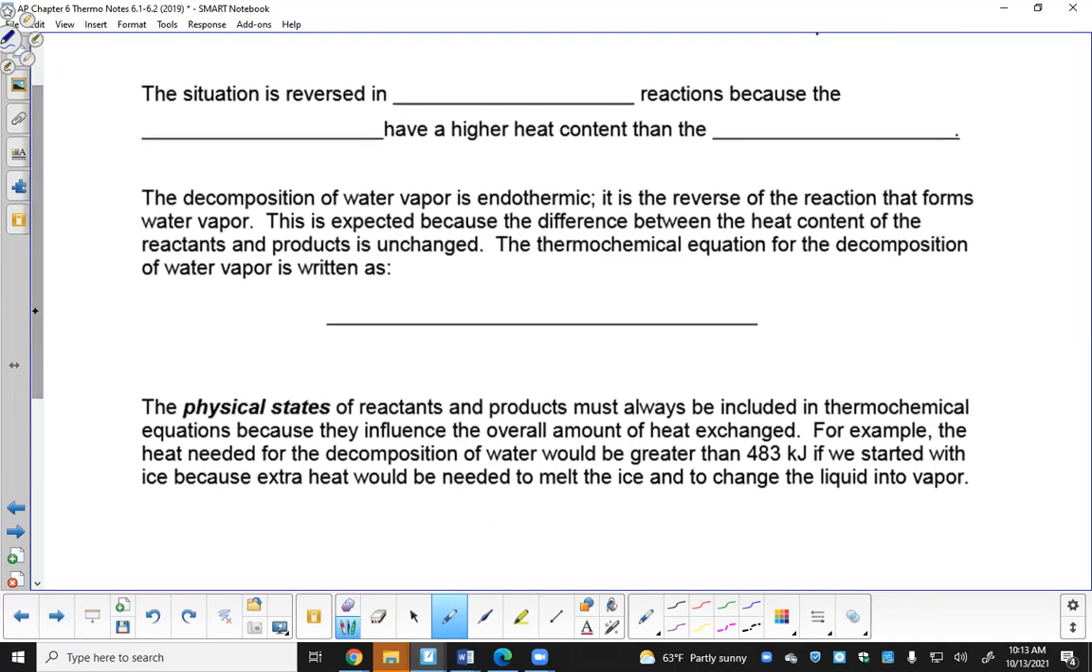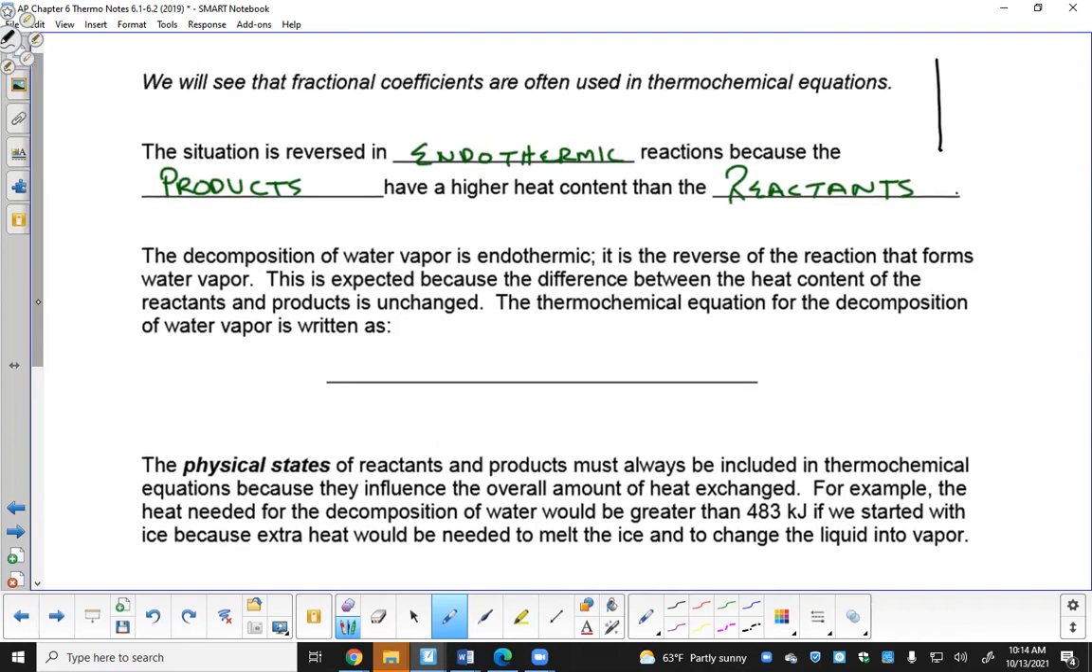The situation is reversed in endothermic reactions. Because in this case, the products have a higher heat content than the reactants. Referring back to what we were doing yesterday, I'll squeeze that in the corner here. We've got some energy and time over here. And in an endothermic reaction, we're going this way, where the products have more energy. To add energy or absorb energy to make that happen.